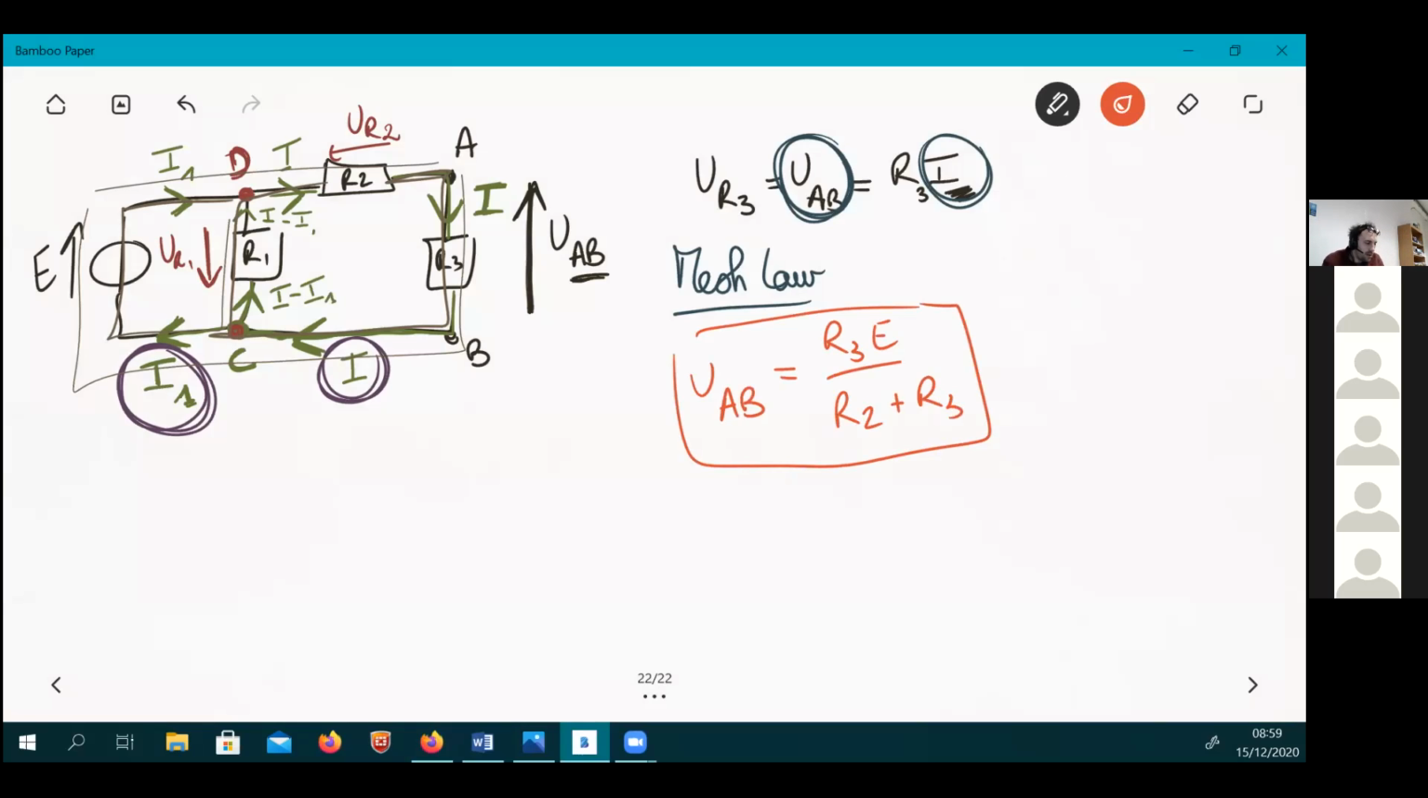If you are done with circuit number 1, go for circuit number 2 and circuit number 3.